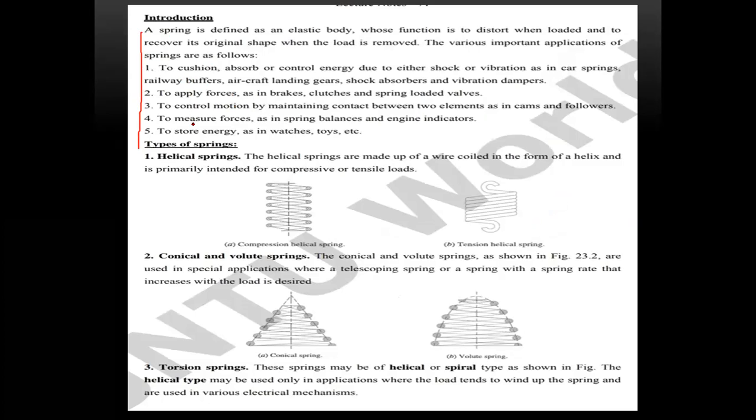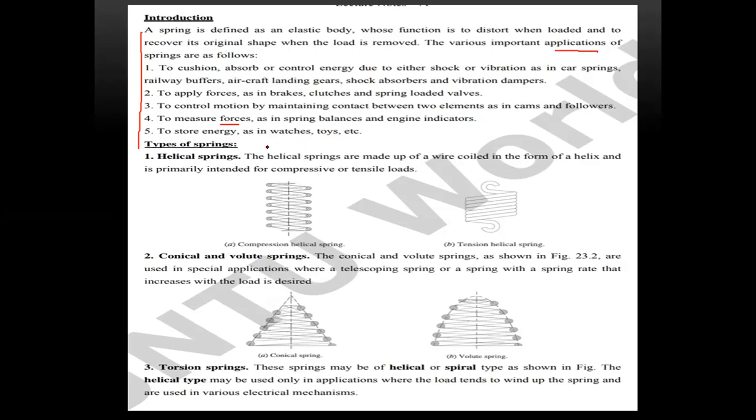So what is the purpose? To store the energy in watches and toys, to measure the forces in spring balances and engine indicators, to control motion by maintaining contact between two elements as in cams and followers. These are the various types of applications. You need not memorize them as they are. You can write your own application wherever you have observed or seen it in real time, in your own words.